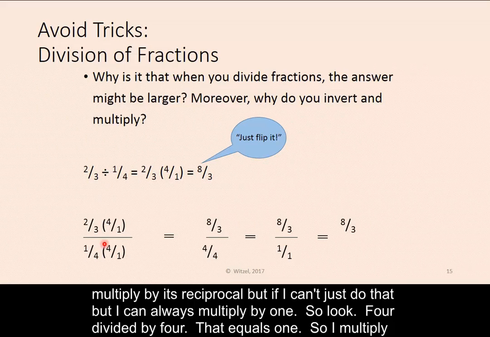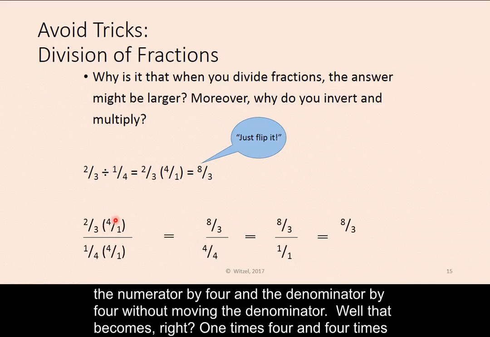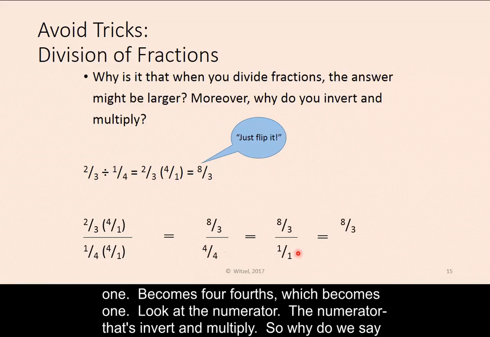But if I can't just do that, I can always multiply by 1. So look, 4 divided by 4, that equals 1. So I multiply the numerator by 4 and the denominator by 4. What happens in the denominator? Well, that becomes 1 times 4 and 4 times 1, which becomes 4/4, which becomes 1. Look at the numerator. That's invert and multiply.